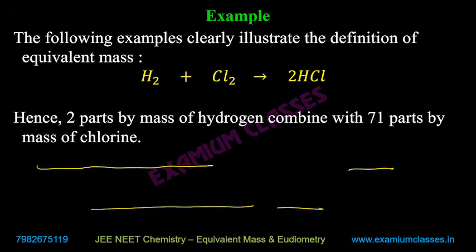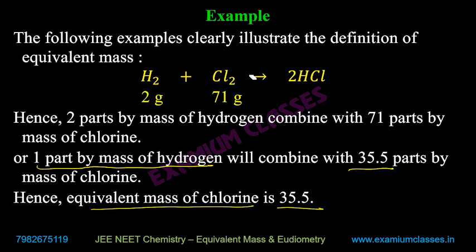Here in this case, we have hydrogen and chlorine, and we can take hydrogen as the base point. So if hydrogen is the base point, we will compare 1 gram of hydrogen, and whatever mass of chlorine we get, that will be the equivalent mass of chlorine. That's what we have done.